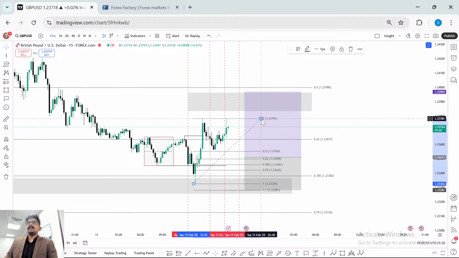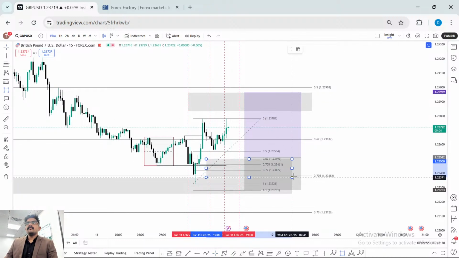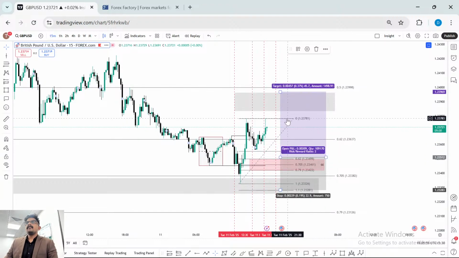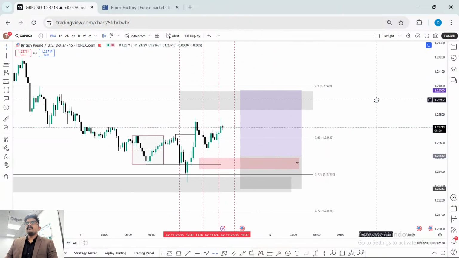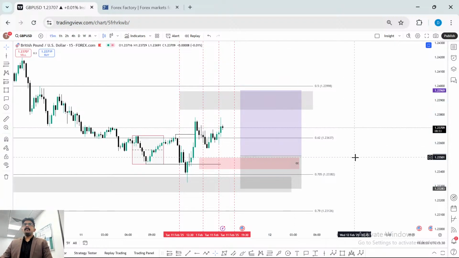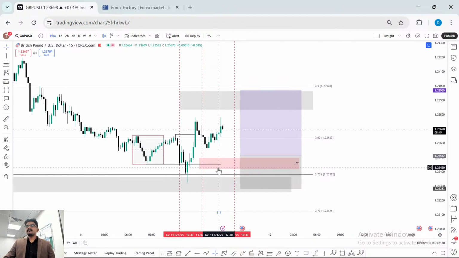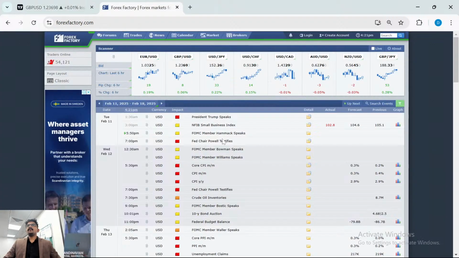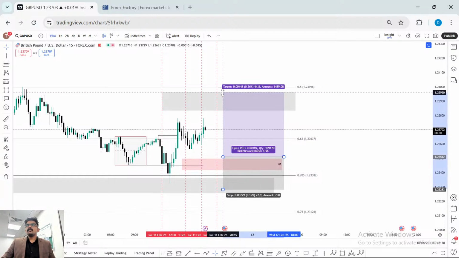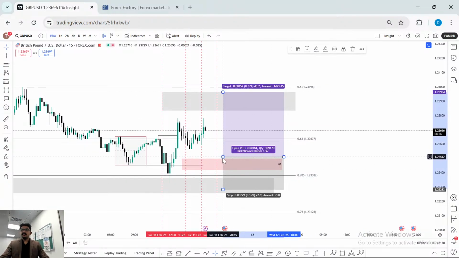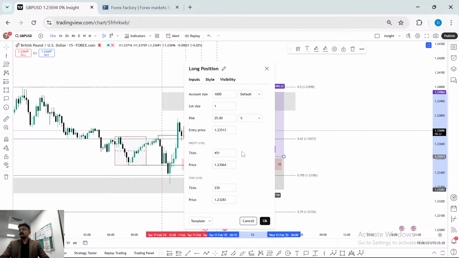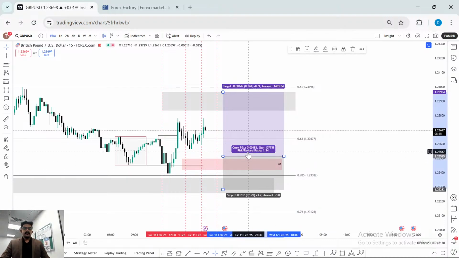So this is the trade we are planning from our optimal zone, GBP USD in 15 minutes. Looking at today's news, we have a high impact news at 7 p.m. So you have to be careful about that too. Don't take a very huge risk, take a small risk, and you can go for a buy limit here at 515.